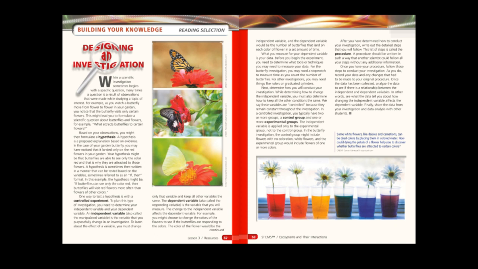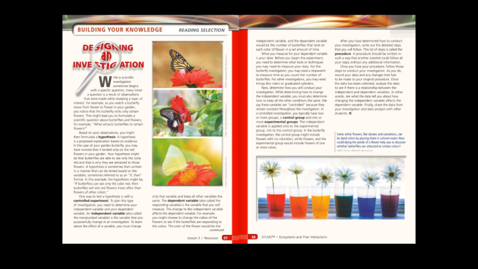To plan this type of investigation, you need to determine your independent variable and your dependent variable. An independent variable, also called the manipulated variable, is the variable that you purposely change in an investigation. To learn about the effects of a variable, you must change only that variable and keep all other variables the same. The dependent variable, also called the responding variable, is a variable that you will measure. The change to the independent variable affects the dependent variable.